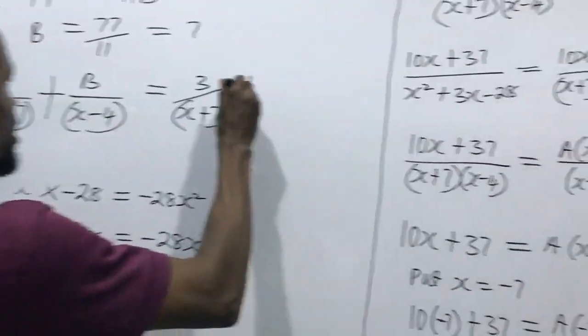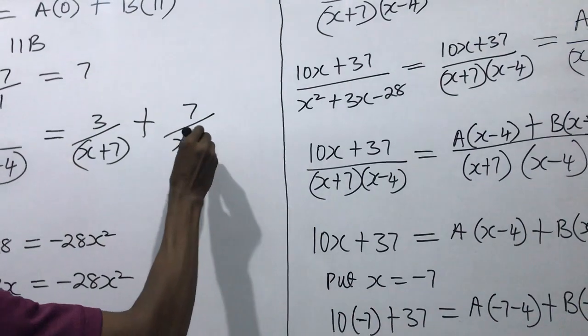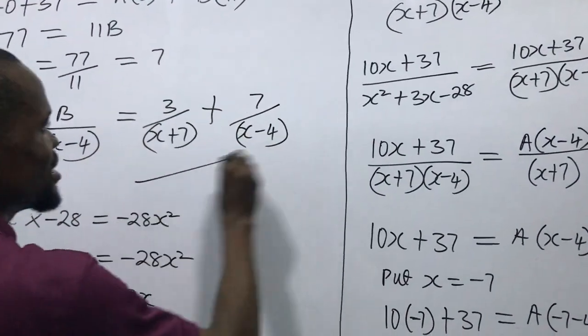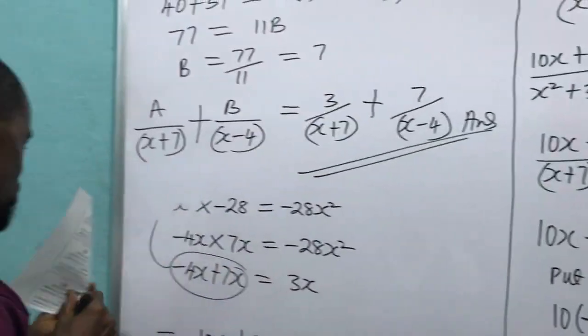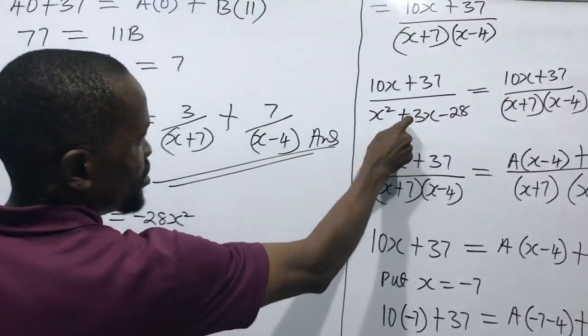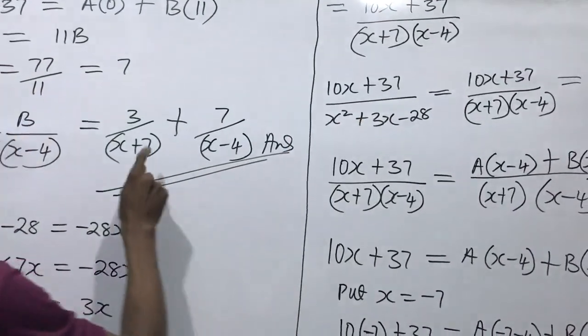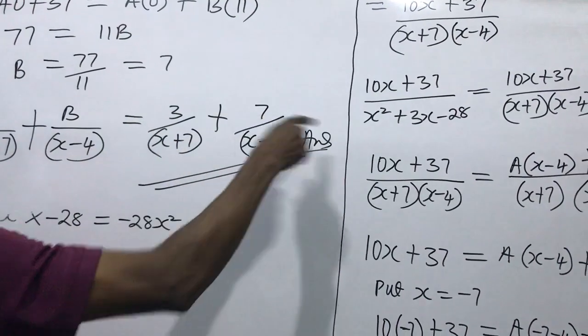Then what is my B? My B, we got it to be 7 all over x minus 4. And that's the answer to what they asked us to do. That's the fraction that produces that compound. Look at the compound. This is the fraction that produces it. If I find the LCM of this and resolve it, I'll get this.